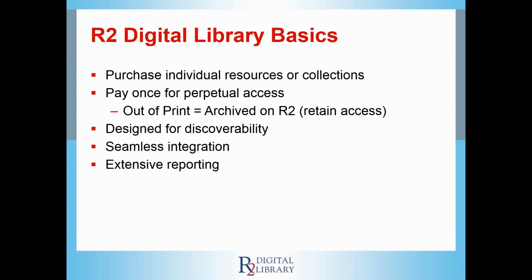A few basics, just the purchase model. Out of those 5,300 titles, you would purchase individual resources or collections of resources. You pay once for perpetual access, and if titles go out of print, they are archived for you on the R2 Library platform and you retain access. The R2 Library is designed for discoverability, seamless integration, and there's also extensive reporting.